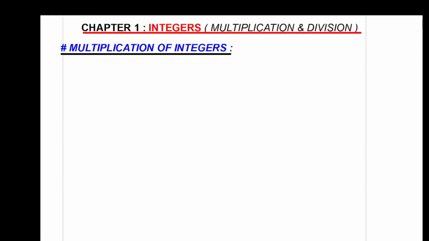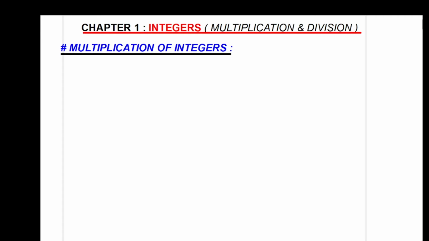We are going to discuss the introduction of integers. Last class we discussed the addition and subtraction of integers and their properties. But today we will discuss multiplication and division of integers and their properties. So let's start. Multiplication of integers.